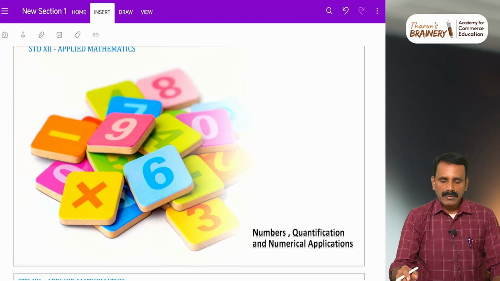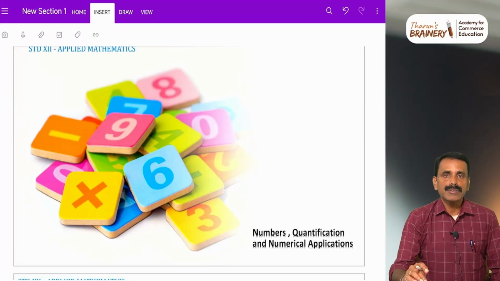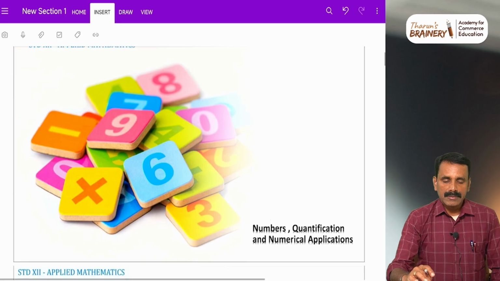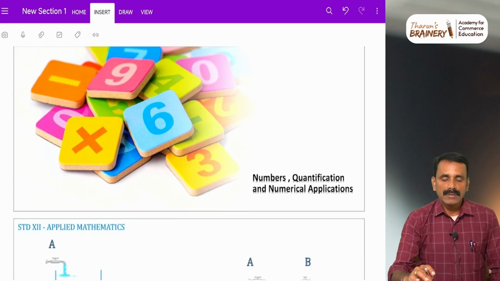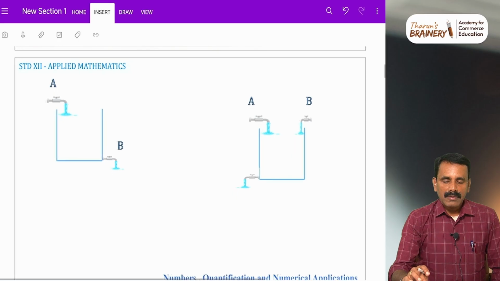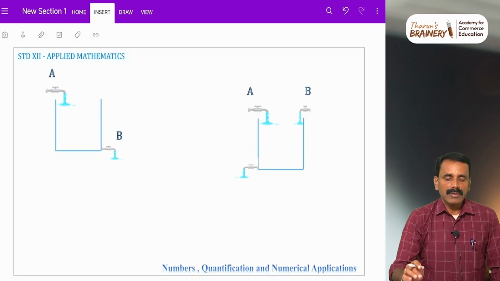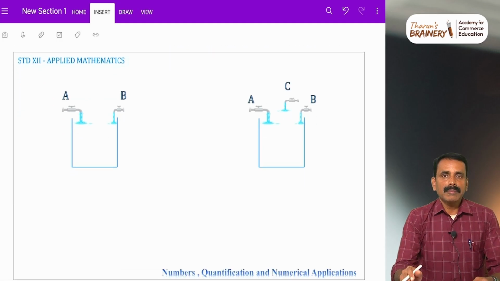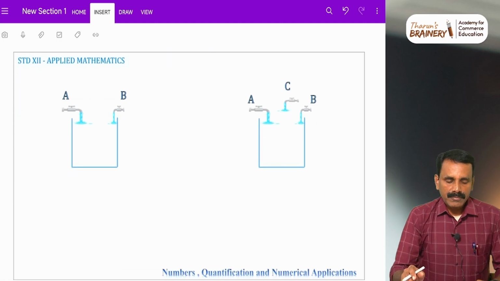We are in chapter 1, numbers, quantification and numerical application. We are in the fourth concept related to pipes and cistern. In the previous class, we learned about the pipes filling up the tank. Let me recollect what we learned in the previous session.